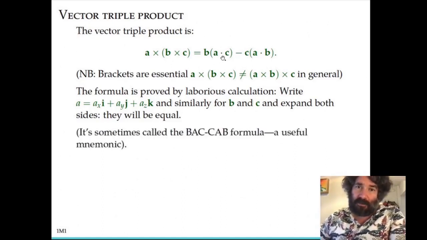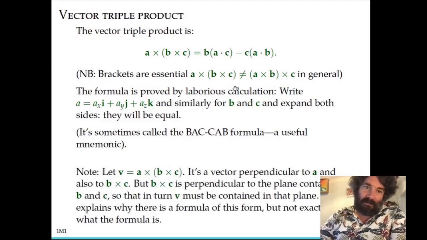This formula is sometimes called the back-cab formula, BAC minus CAB, as a mnemonic to remember it, because the right-hand side is B times the dot product of A with C, and then C times the dot product of A with B. So back and cab.